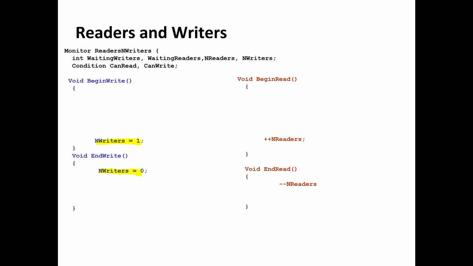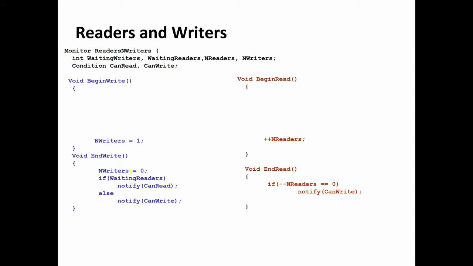With the begin read, we increment the number of readers here, and you can remember that we can have multiple readers, so this will go positive, and at the end read we do a decrement. That's pretty straightforward. Now, in the end case, let's look at what the writer does.